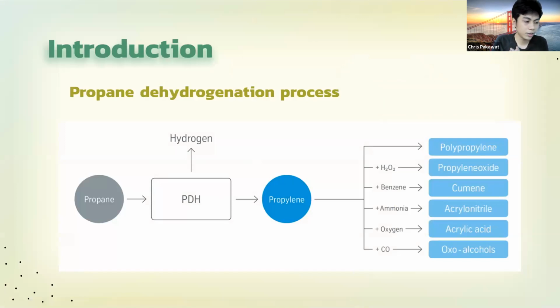Introduction: propane dehydrogenation is a favorable alternative method for propylene production. In recent years, propylene is one of the most important raw materials in the petrochemical industry. It is the basic building block for a variety of commodity and specialty chemicals. But one major problem for propane dehydrogenation is coke formation on the catalyst.